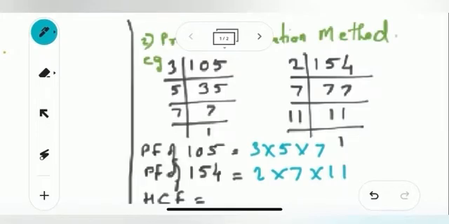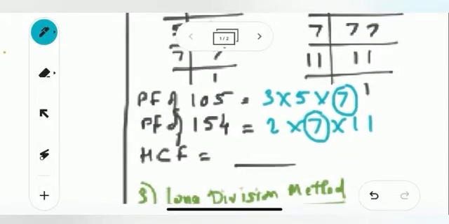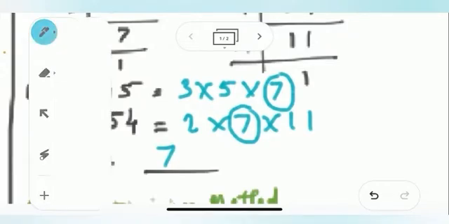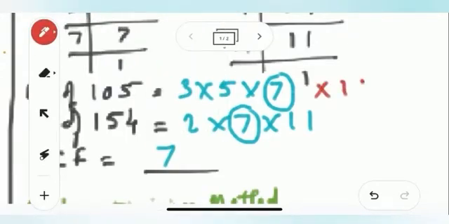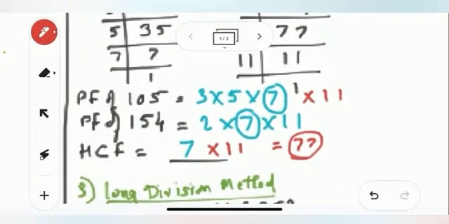Now among these we have to find out which are the common factors. If you see, 7 is the only common factor, and it is also the highest common factor. So we just write 7 as the answer. Suppose there is one more common number, 11, then you would multiply 7 by 11 and 77 would be the highest common factor. But in this case only 7 is a common factor, so we are not multiplying with anything.